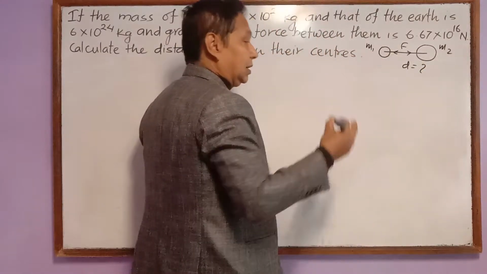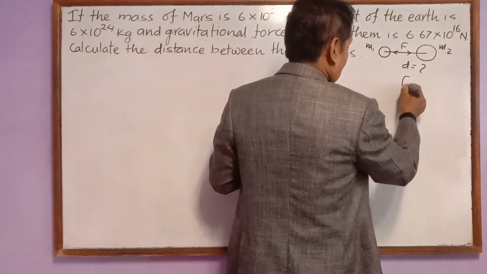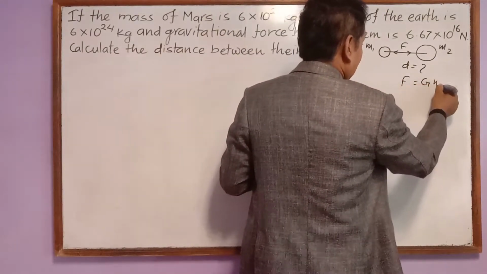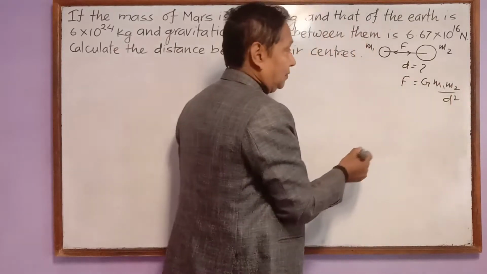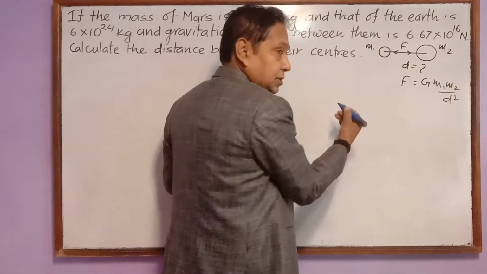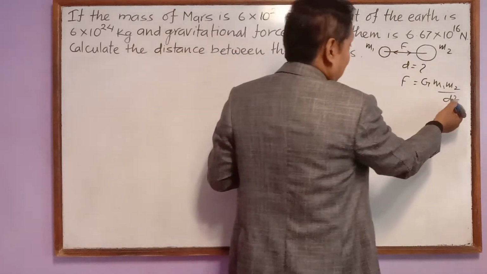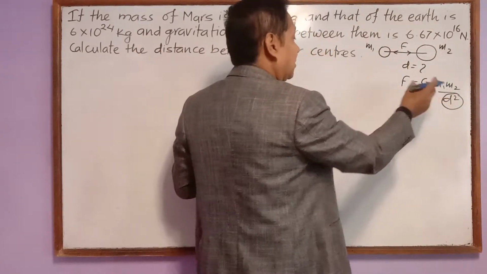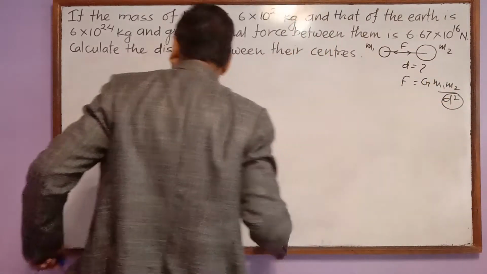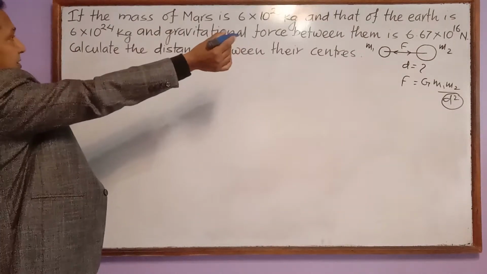This type of numerical problem we have solved in the previous class also. I used this equation F equal to G m1 m2 by D square in the previous class also, but at that time we were calculating the gravitational force between two bodies, but now we are calculating the distance between two bodies. All other information is given, distance has to be calculated. Okay, let's start. One of the masses is m1, another is m2.